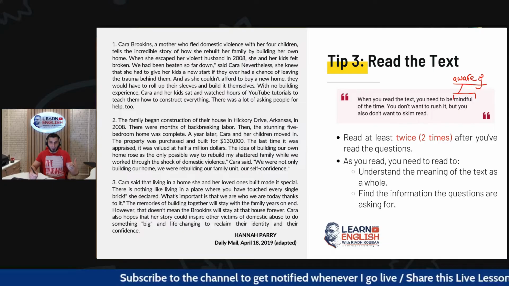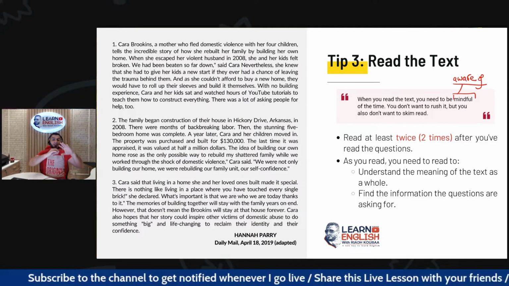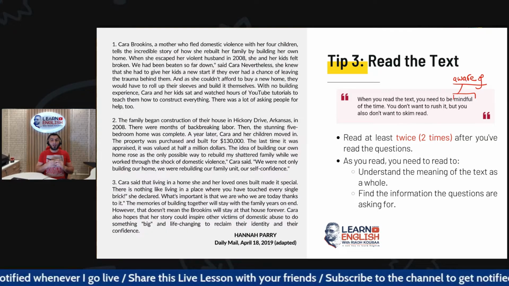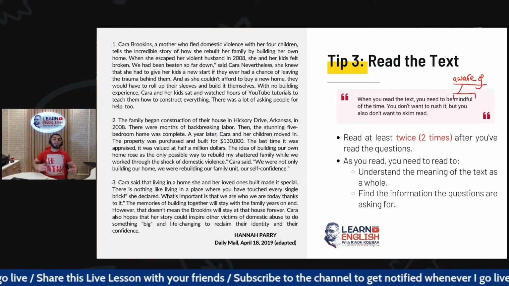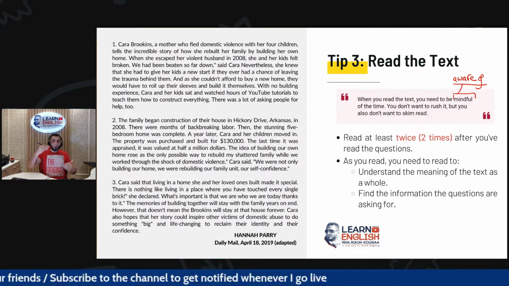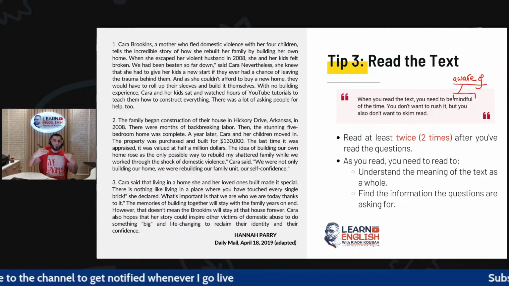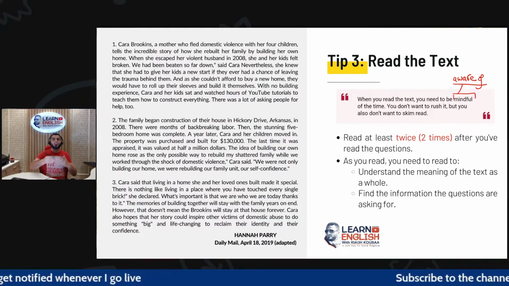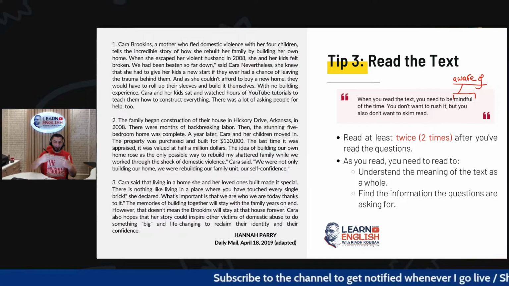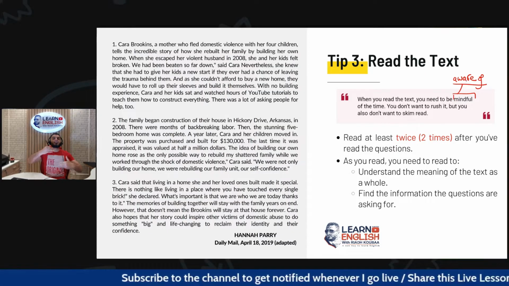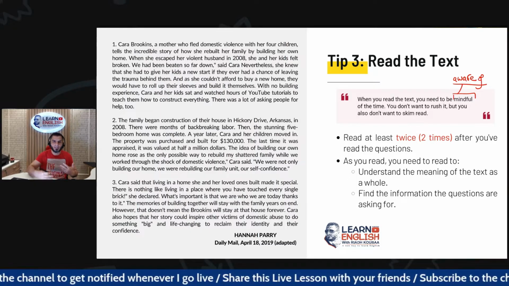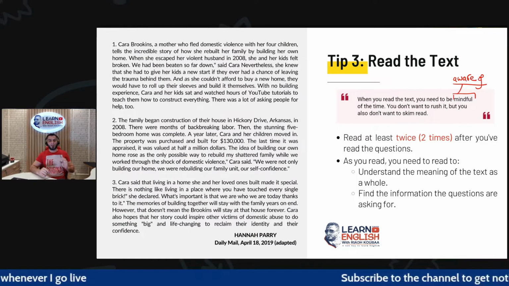And as you read, you need to read to understand the main idea of the text. So this is probably for the first reading. And then the second reading, you will read keeping in mind that I have to find the information the questions are asking. So you see, you will start answering the questions as you are reading the text. So that's very, very important.